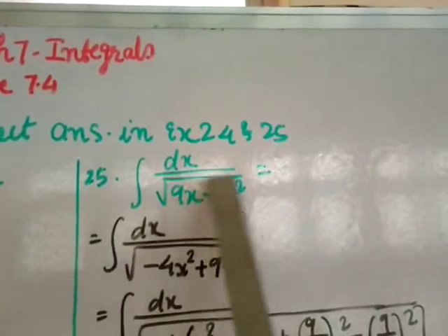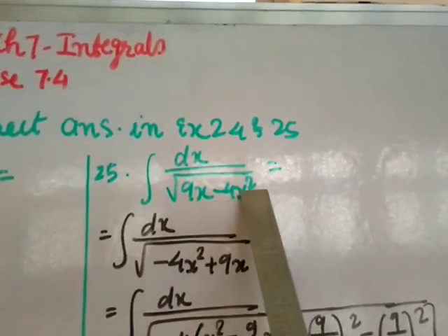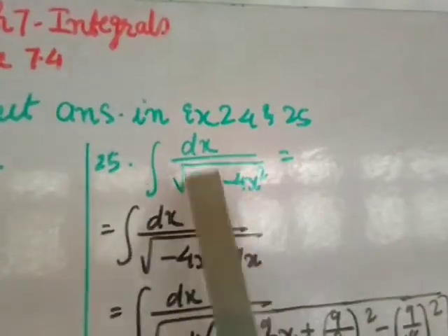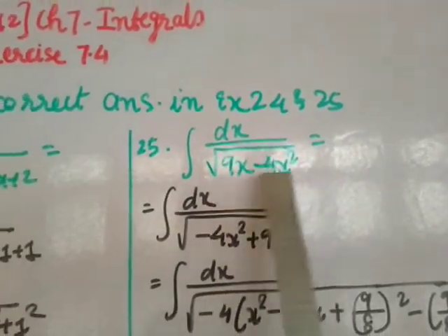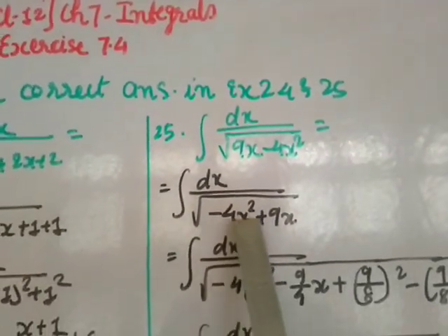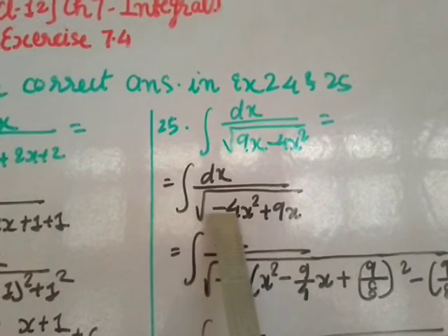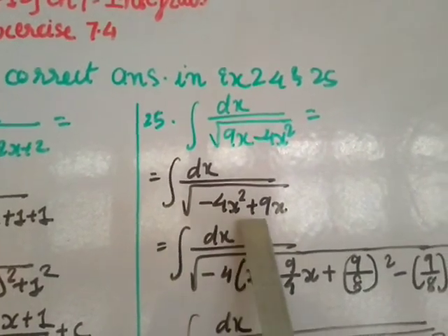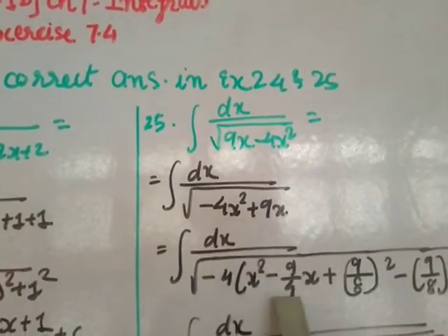Question number 25. Here also you have to select the right option. Integral dx divided by square root of 9x minus 4x square. So here I am rearranging, I am changing the order: minus 4x square plus 9x. I'll take minus 4 common, so minus 4x square, and here I'll divide by 9 by 4.